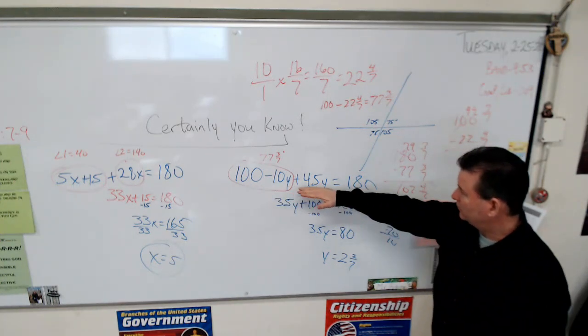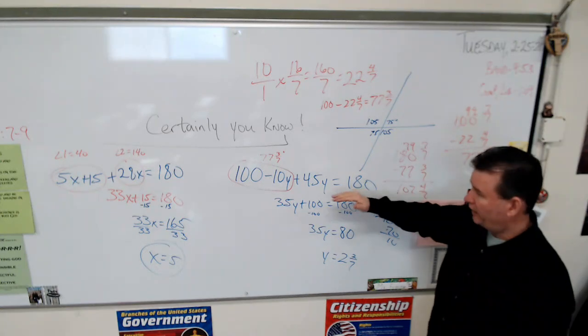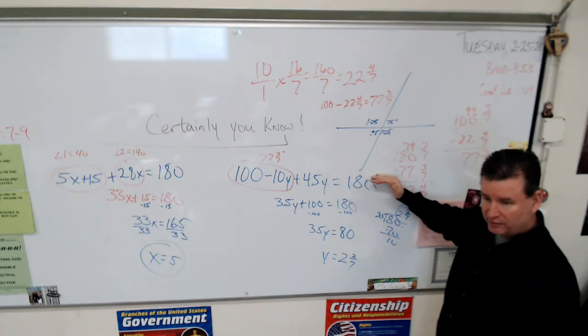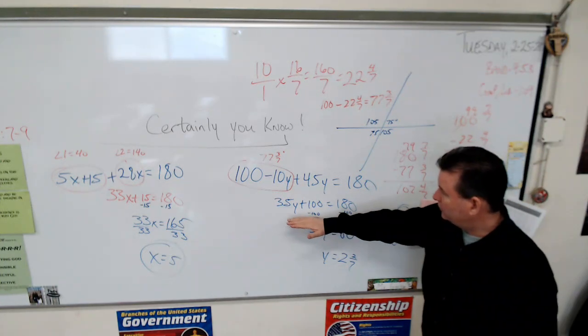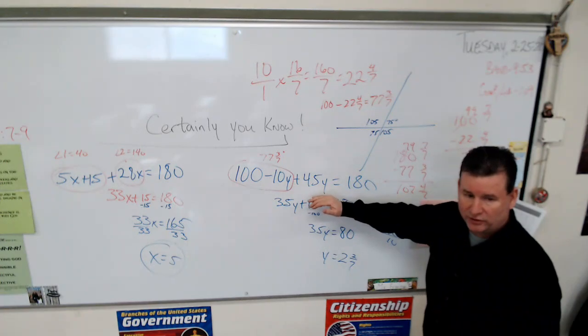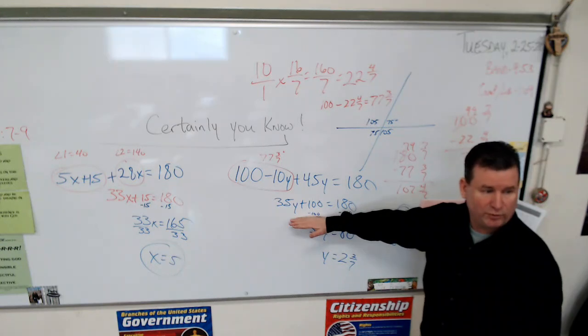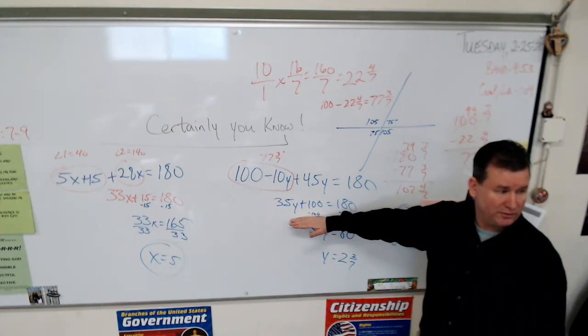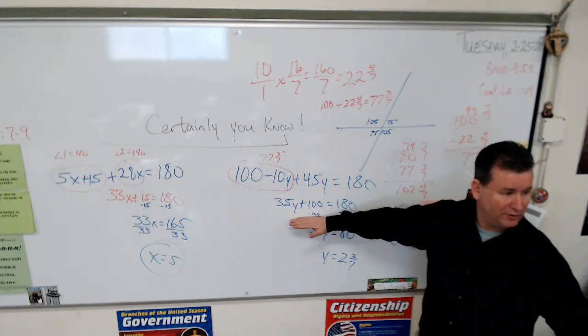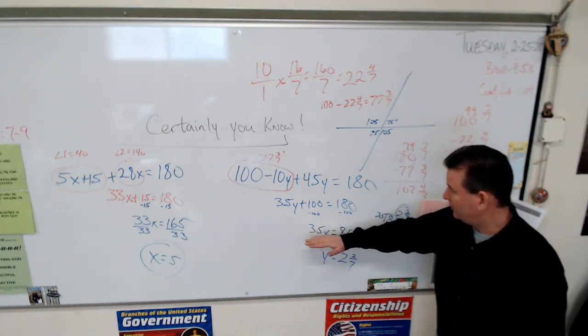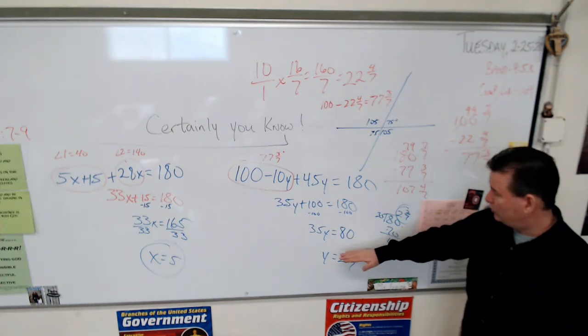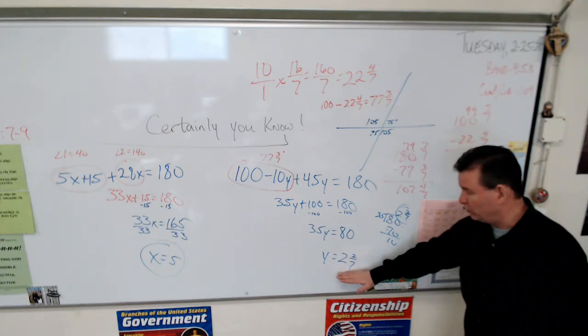Listen, did you follow this first part? Angle 1 plus angle 2 equals 180. Stay with me. Did you see how we combined like terms? Everybody good? Raise your hand if you're not. Ready? Did you see how I got rid of the 100? Do you see how I figured out that y was 2 2/7?